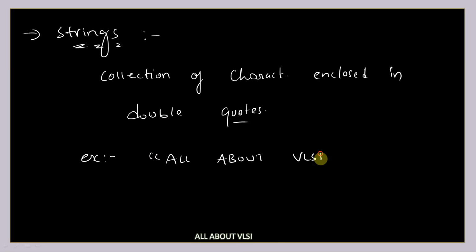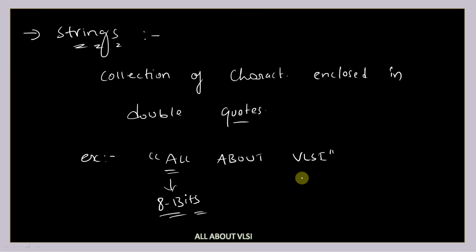Now, let us see one more concept which is known as strings. So, what do you mean by strings? Strings are nothing but a collection of characters which are enclosed in double quotes. I will write down here: collection of characters enclosed inside double quotes. This is nothing but my string. Each character is going to have 8 bits, so each character is allocated a size of 8 bits.